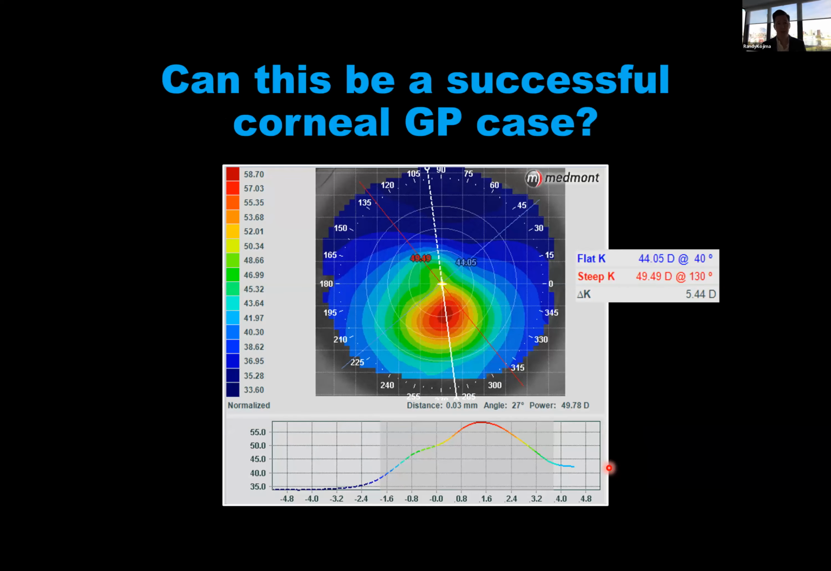Now, let's move on a little bit. Can we be successful with this patient in corneal GPs? And it is very difficult to look at an axial or a tangential map and determine, is this patient too extreme for a corneal GP? Is this somebody we should fit with a scleral?